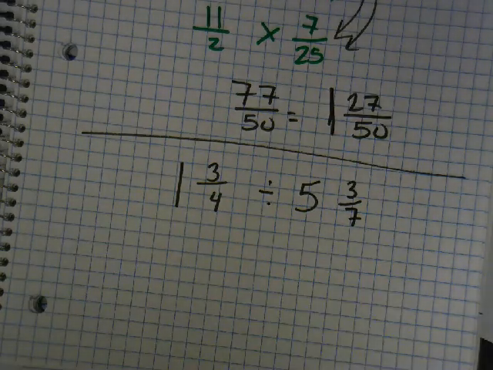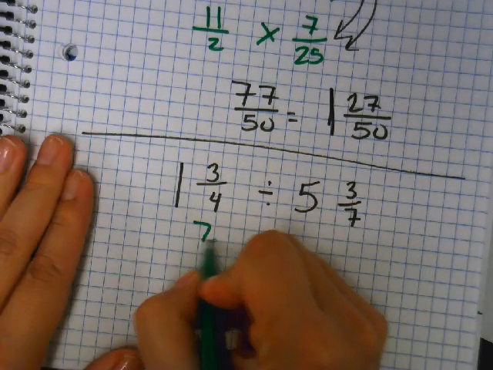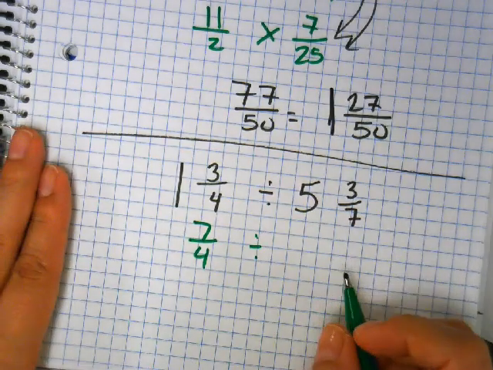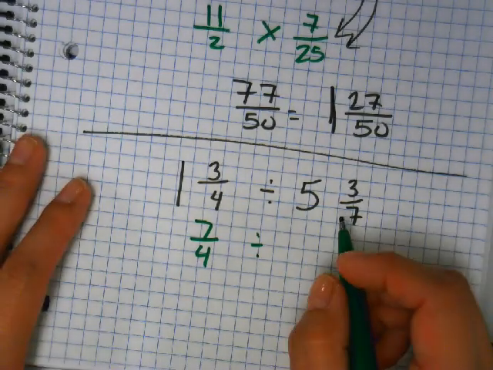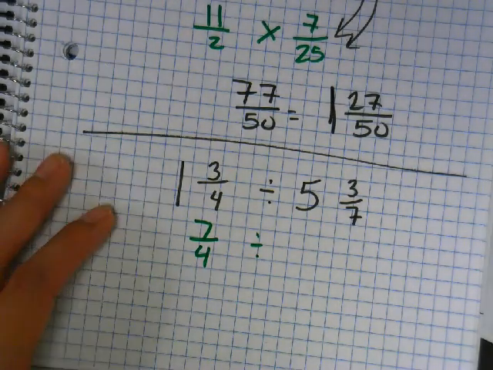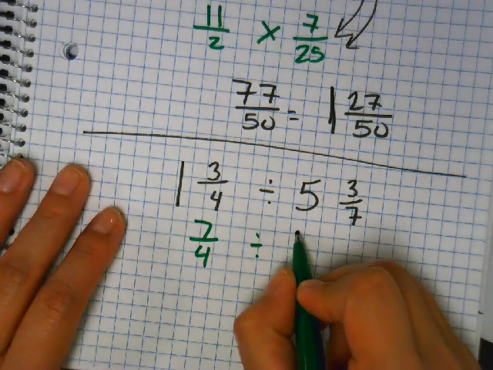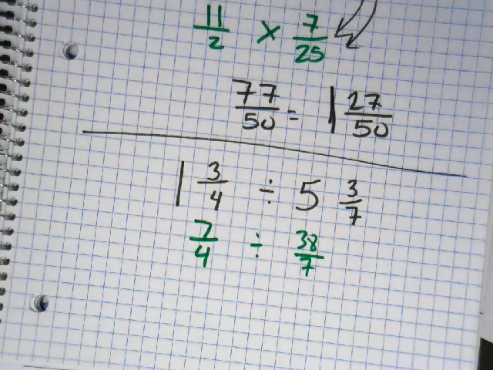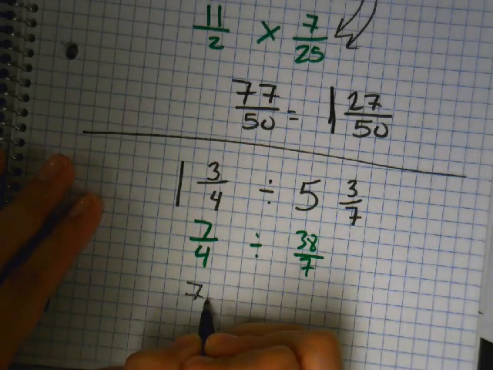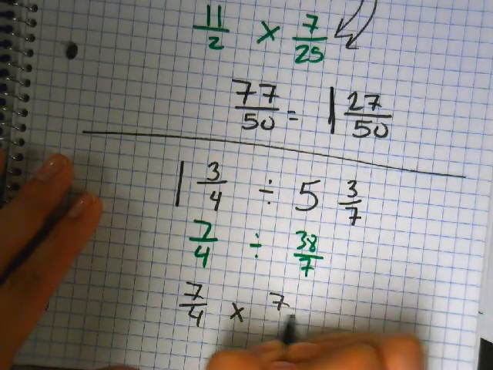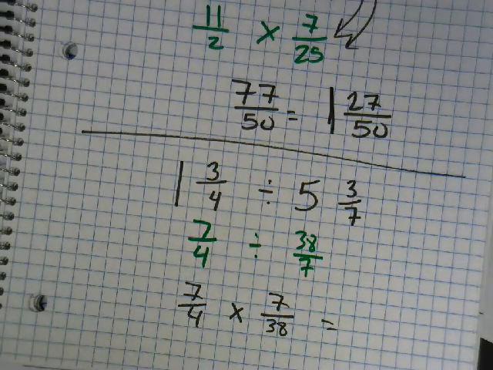Okay, what's our first improper? 7 over 4. Okay, what's our second improper? 38 over 7. That's why I said Gregory. 38 over 7. Oh, it was so close, but sorry. So 7 over 4 times 7 over 38. Nothing in the corners. I got the answer. Boo. What is your answer?